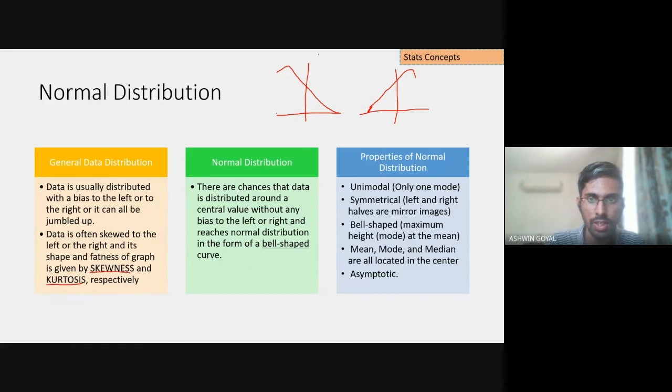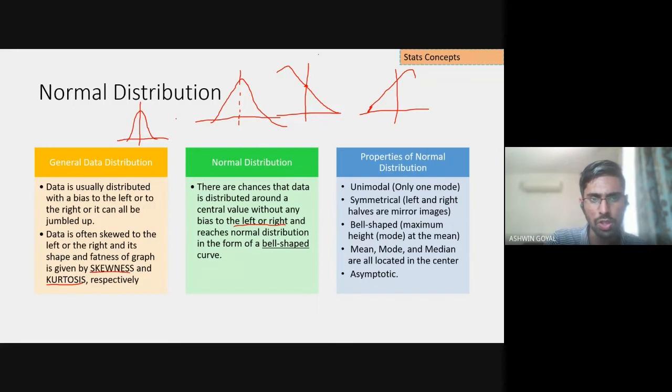But you just need to understand that in general, it is possible that the data is not uniformly distributed, right? And the normal distribution is the one in which data is uniformly distributed around a central value, this value, right? So if you see, this data is uniformly distributed, and there's no bias to the left or the right. And this is in the form of a bell-shaped curve, right? Very uniform distribution of data. All right. What are the properties of normal distribution? So this is again a commonly asked question in interviews.